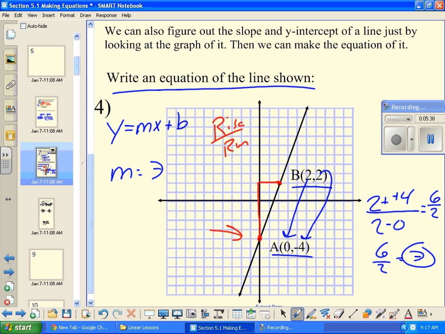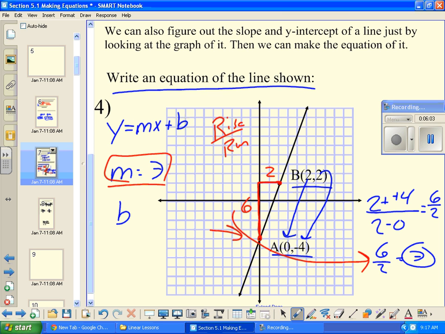The rise looks to be 1, 2, 3, 4, 5, 6. The run, I go to the right 2, so 6 over 2, again, just like what I had over here. And if I do 6 over 2, I also get 3. So again, just showing you could do it either way. Both should give you the exact same answer. Knowing that I can subtract the coordinates, or if I have the graph, I can just count up and over.